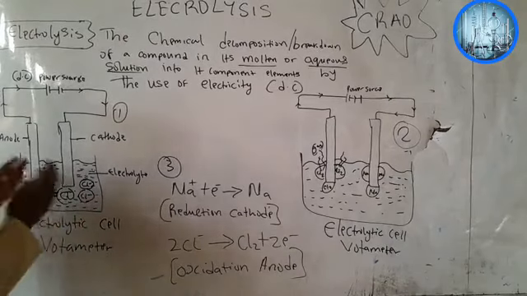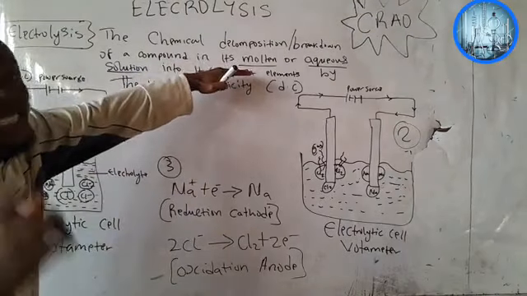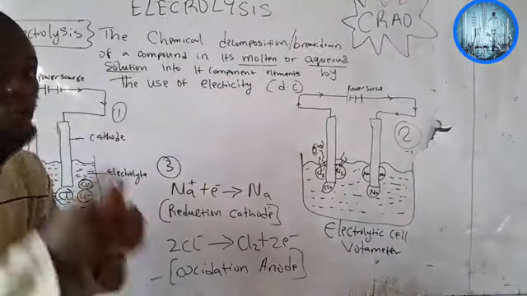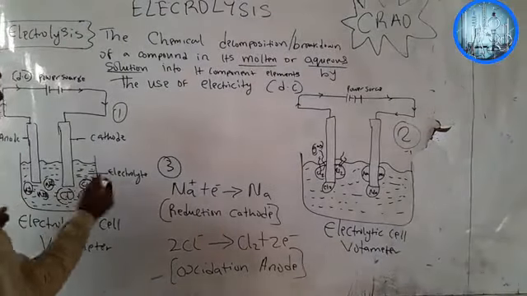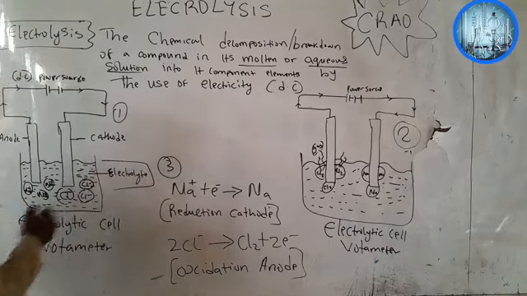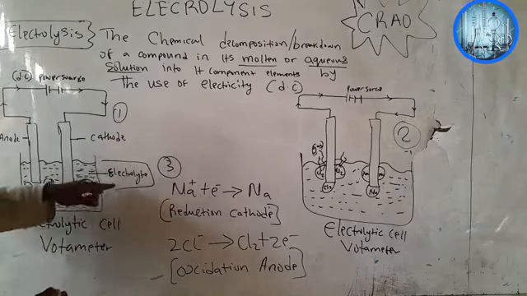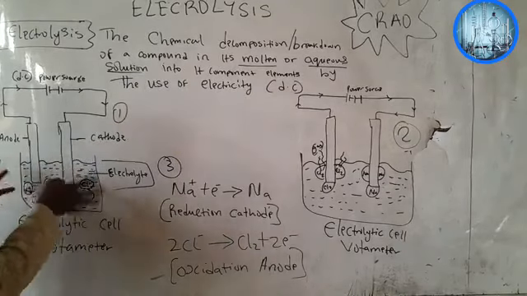The first thing I would like to talk about is that the compound that is in its molten or aqueous solution and that wants to be broken down or decomposed at this point is known as the electrolyte. The compound in its molten state is known as the electrolyte. That's what we have here, the compound in its molten or liquid state.